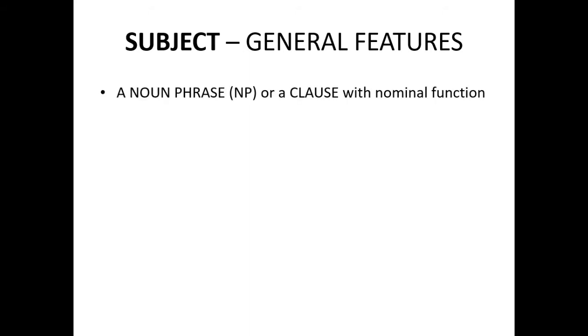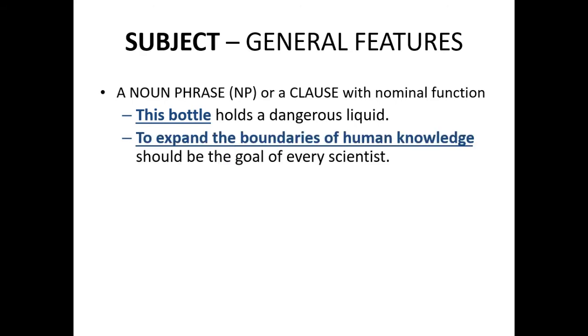You see, it can be a phrase, or it can be a single word, a single noun, like "John is dangerous." But it can be a full clause, actually a very complex subordinate clause. "Drinking and driving while under the influence is dangerous." So the subject contains "drinking and driving under the influence." Typically it's a small noun phrase, like "this bottle holds dangerous liquid," but as I mentioned, it can be a clause. It doesn't have to be something like drinking and driving, it can also be the infinitive. "To expand the boundaries of human knowledge should be the goal of every scientist."